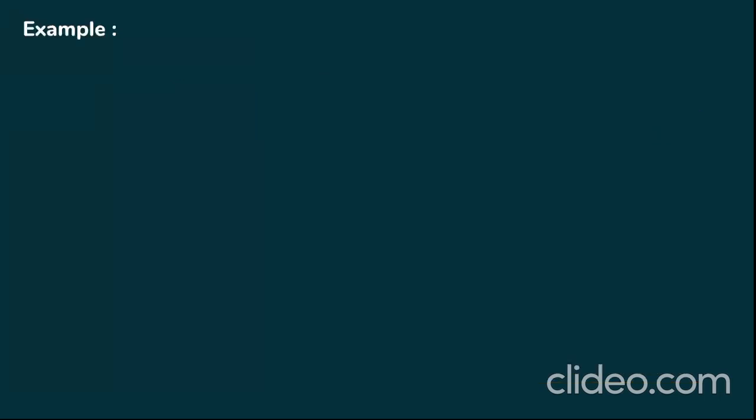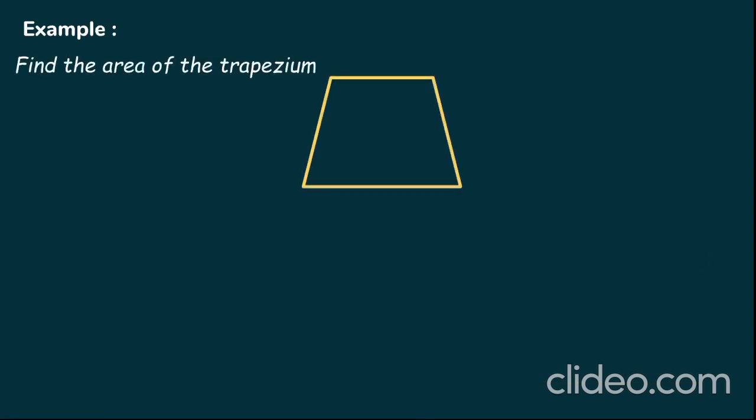Now let us discuss an example on area of trapezium. Find the area of the trapezium. This is the trapezium. 5 centimeters, 10 centimeters are the parallel sides and the distance between them is 6 centimeters. So 5 centimeters and 10 centimeters are the parallel sides and distance between parallel sides is called as the height.